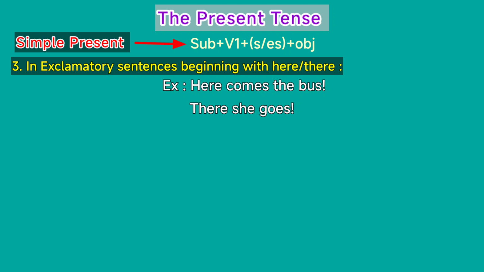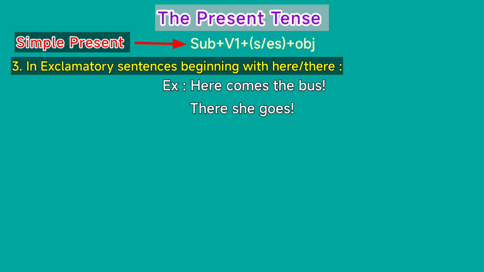Another example, there she goes. We can understand that for a long time we have been waiting for that lady to go, but she hasn't. Now she started going, and seeing that we can express, there she goes. It's just an expression of an emotion or a surprise. So for that we use an exclamatory sentence, and that exclamatory sentence is in simple present.